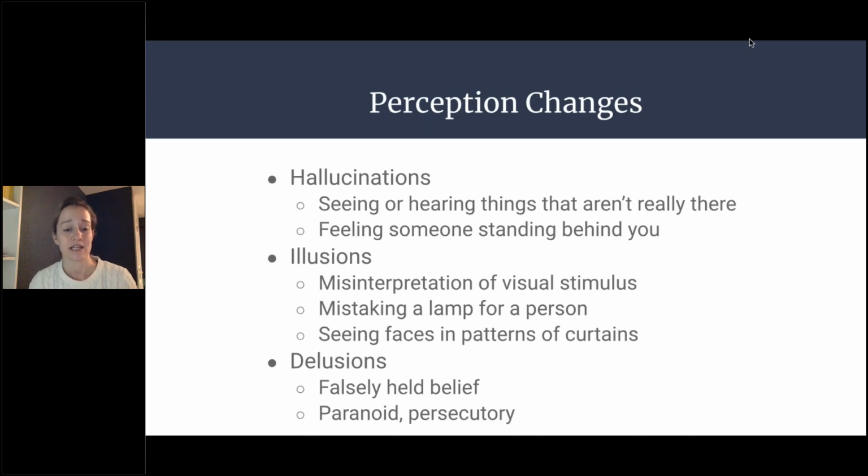The last perception change that can occur is delusions, and that's a falsely held belief, and that's usually something that happens more in advanced cognitive impairment. These people might think, oh, someone is trying to come in my house, someone is trying to steal my money, things that aren't true. Again, this can be related to both the advanced stages of Parkinson's disease as well as some of the medications that we use to treat Parkinson's. So it's very important to recognize this if it happens as something that could be related to Parkinson's.